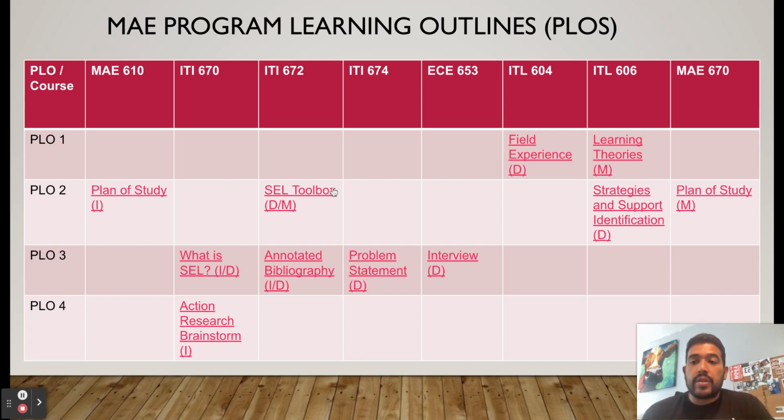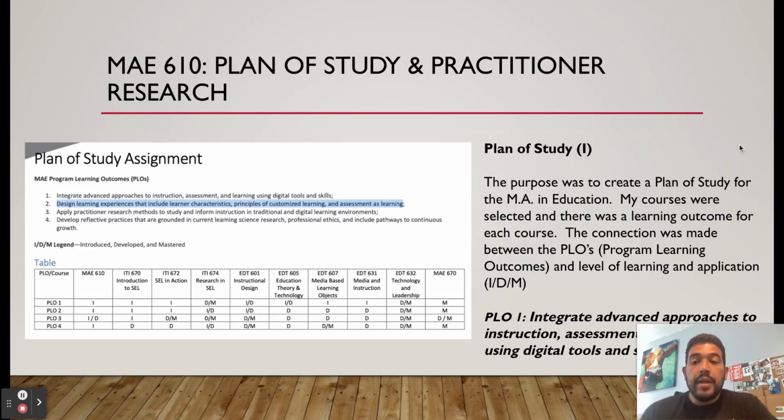So if you can see right here, you'll see the different assignments that I have chosen according to the classes that I've taken. I'll explain that in greater detail. The first class that we take is MA 610, which is Plan of Study and Practitioner Research. This class gets us ready for the program, and we culminate with the class that we're in now, which is MAE 670.